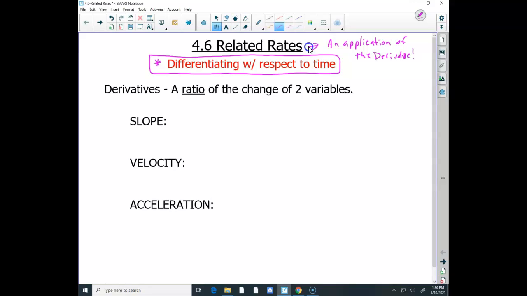Derivatives. Well, what are derivatives? They are a ratio of the change of two variables. Just like all the way back in Algebra 1, we took the change in y over the change in x, didn't we? And that's what we called it. It's y2 minus y1 over x2 minus x1. It got consolidated to change in y over change in x.